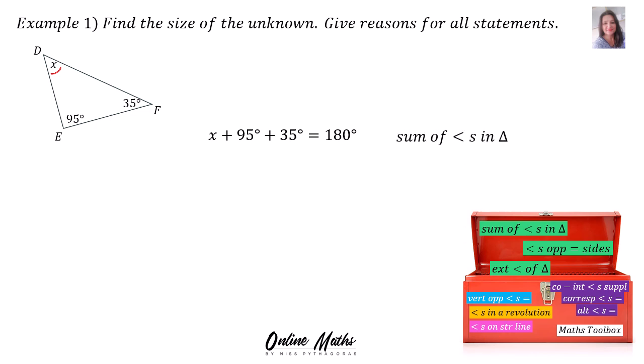And the reason, the sum of angles in a triangle, they are supplementary. And then we can solve X. 95 plus 35 is 130. Let it walk across, 180 minus 130. X is equal to 50 degrees.